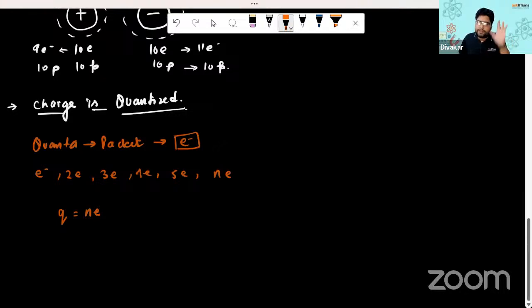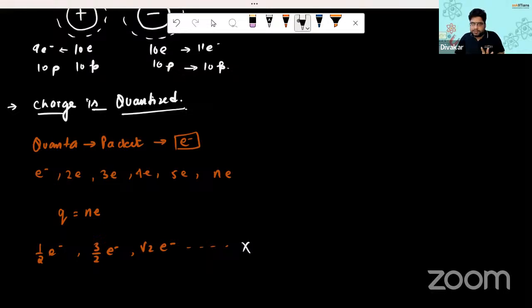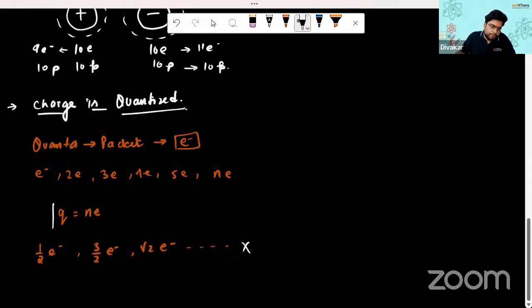It can never be half an electron, 3 by 2 electron, root 2 electron, and so on. It can never be a fraction. Why? Because you cannot open the packet. If you want to buy, you'll have to buy the whole packet. So the charge on a substance will always be n times the charge on an electron.